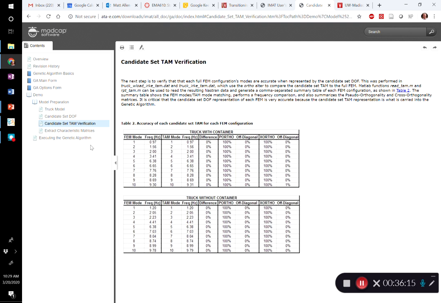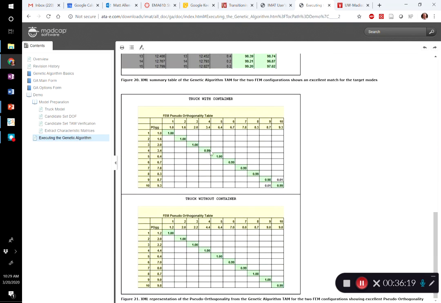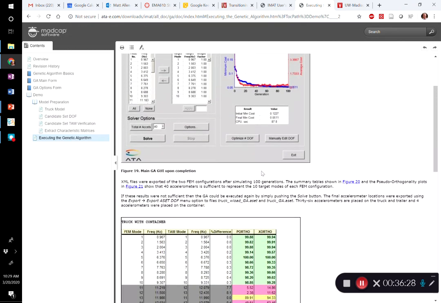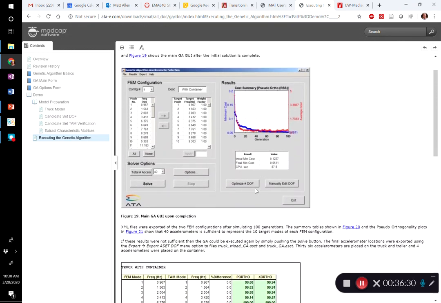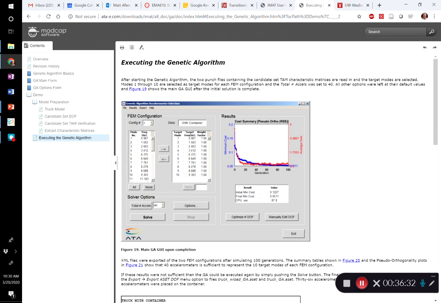So anyway, you can go look this up and see how this works. But in the end, they're able to come up with a set of sensors that works for the truck with and without the container using this approach. So that'll give you an idea of the kind of approach that's used. It's using some of the tools that we've talked about and not using others of them.